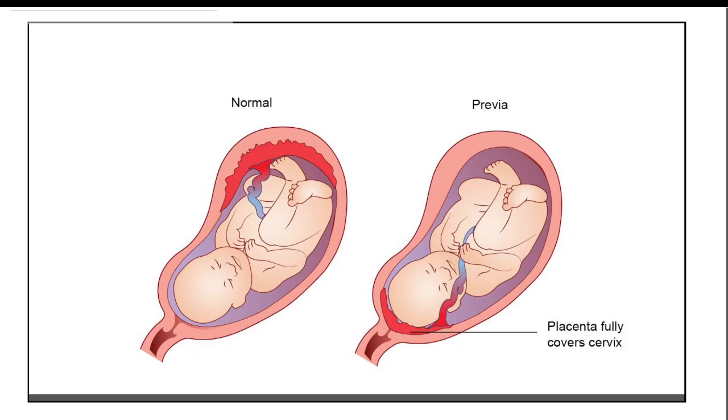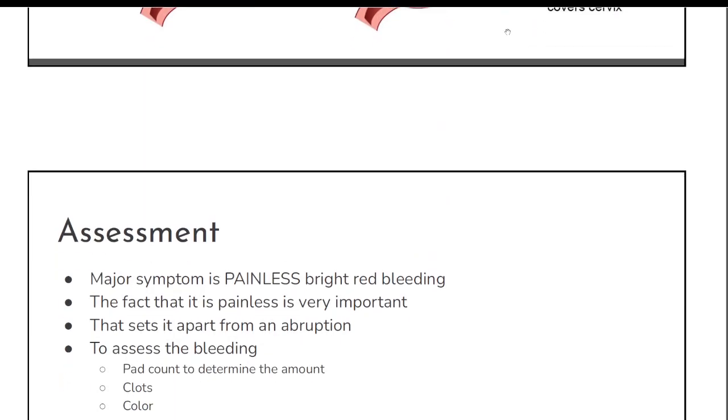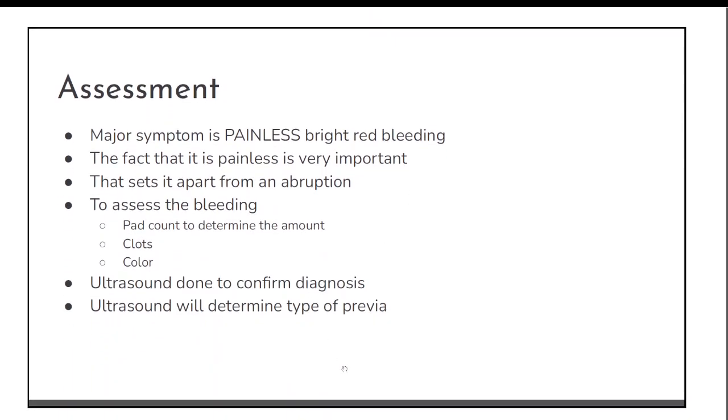If the placenta is covering that cervix, well, that's going to be pretty hard to do, isn't it? Think of it like a roadblock. The baby has a physical roadblock and is not able to exit the birth canal. So what you're going to see if you assess a mother with placenta previa is that she has painless, bright red bleeding. And the fact that it is painless is key because the complication we're going to compare it to here has very, very painful bleeding. All right, that sets it apart.